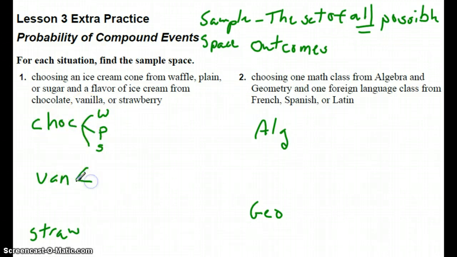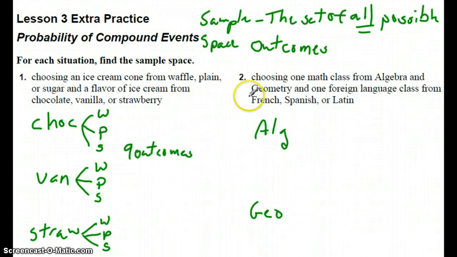Well, our choices are similar for vanilla. We can have a waffle, we can have plain, or we can have sugar. Same thing again with strawberries. We can have a waffle, we can have plain, or we can have sugar. So now the possible outcomes of this are what is at the end of the branch of the trees. So we have 1, 2, 3, 4, 5, 6, 7, 8, 9. We have a total of 9 outcomes.